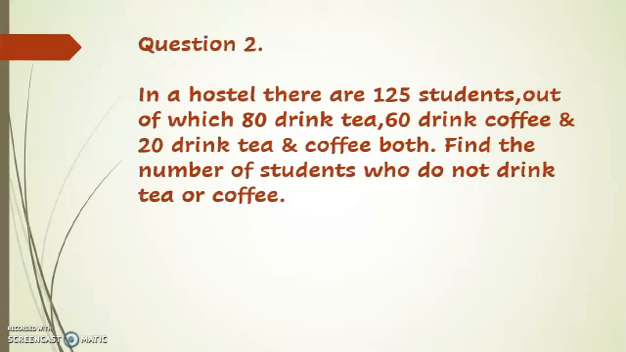Let's move on to question 2. In a hostel, there are 125 students, out of which 80 drink tea, 60 drink coffee, and 20 drink tea and coffee both. Find the number of students who do not drink tea or coffee.